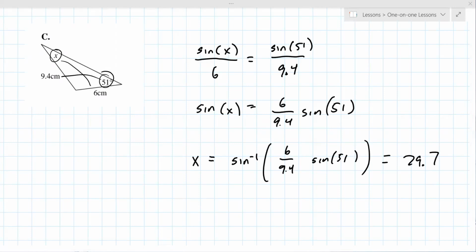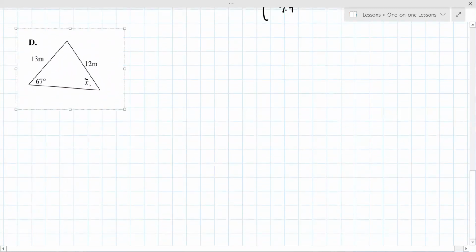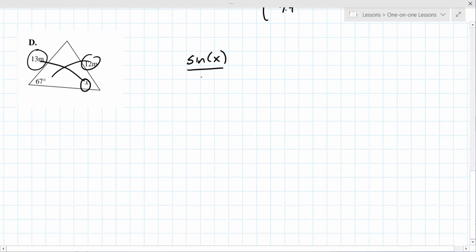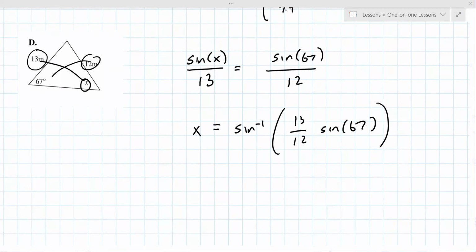All right, letter D, angle question D. Again, we've got this angle, this side across from it, this angle across from this side. So we're looking for x: sine of x over 13 equals sine 67 over 12. Multiply by 13, sine x equals 13 sine 67 over 12, and then sine inverse. At some point you get to where you can just do all these steps in one shot, which is preferred, and then you get the answer here, which is 85.7.